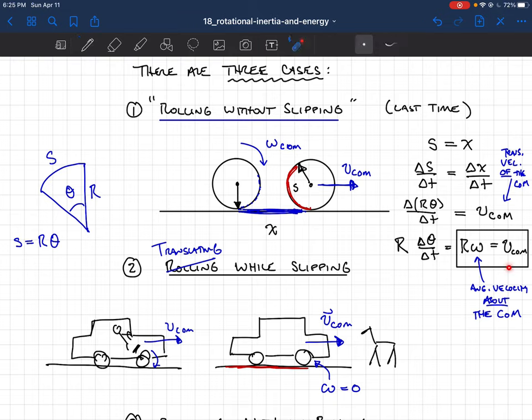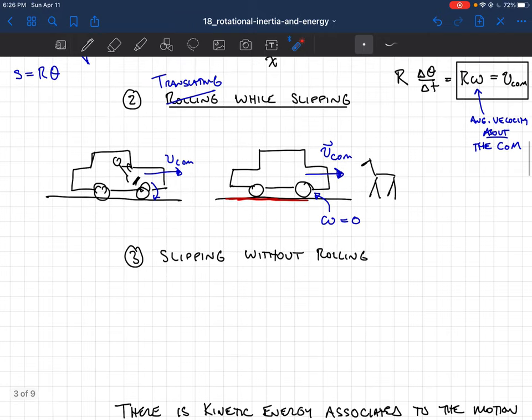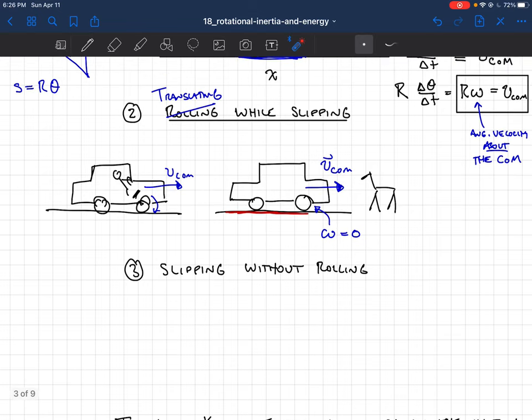In that case, this equation does not apply, of course, because you don't have this special kissing of the wheel to the ground. Instead, one piece of the wheel is just sliding across, and you're burning the rubber off of that one piece of the wheel with the friction between the wheel and the ground. So that's one option. And then the other option is, we could call it slipping without rolling, or without translating, I guess I should say.